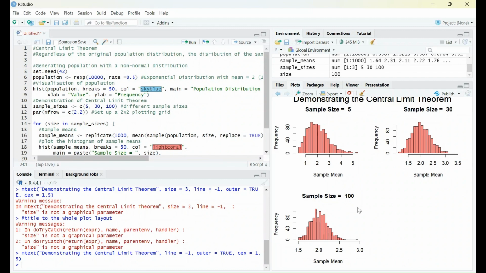So from here we can say that we implemented the central limit theorem in R. That is, when you draw a random sample from any distribution, and if the sample is large enough, the distribution of sample means would approximate a normal distribution. So hope it is clear.